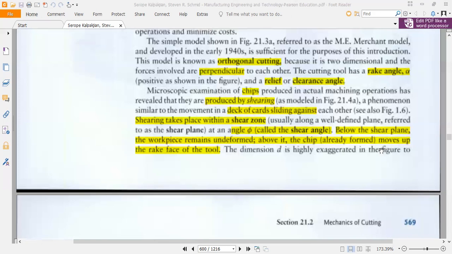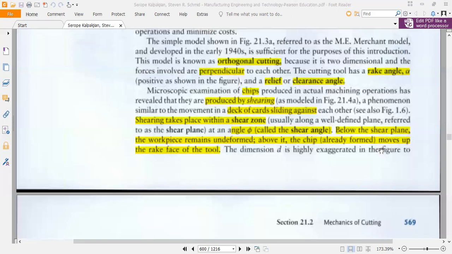When we do a microscopic examination of the job, we come to know that the chips are separated from the job by the process of shearing. You can easily understand this with the example of a deck of cards, how the cards are separated from each other layer by layer. The same is the case, shearing is produced in the job. Shearing takes place within a zone. It is a straight zone, known as the shear zone, and this zone is inclined at an angle, alpha and at an angle phi.